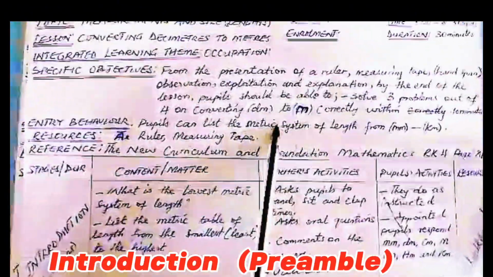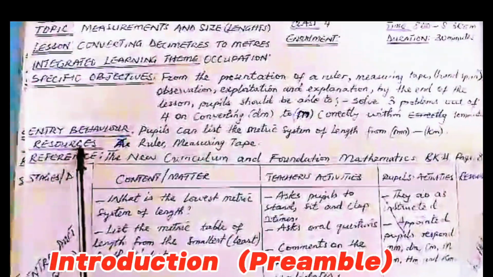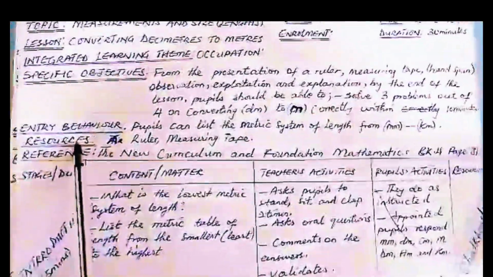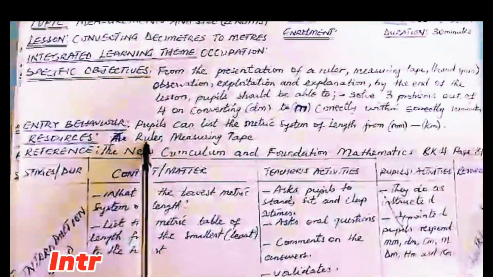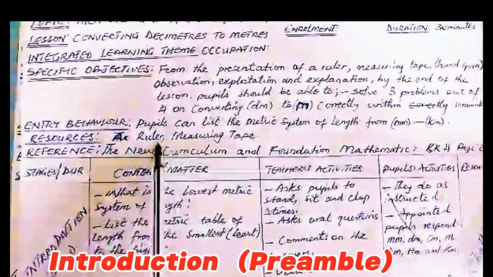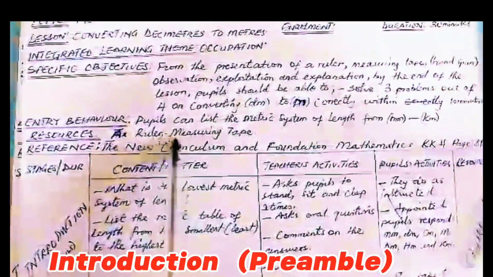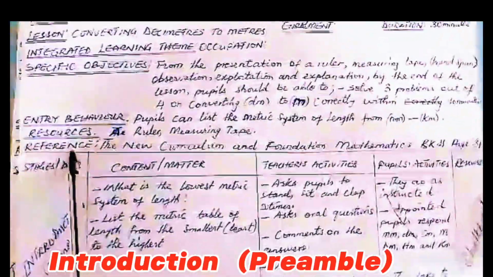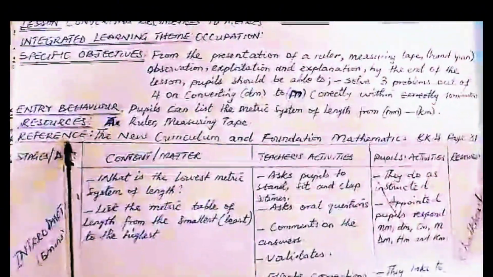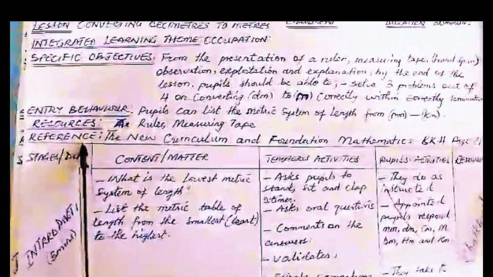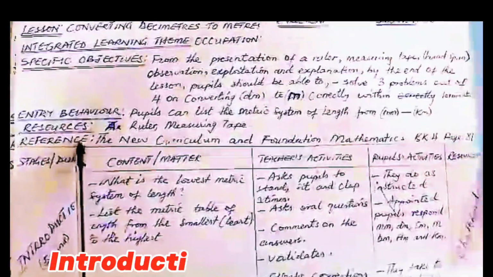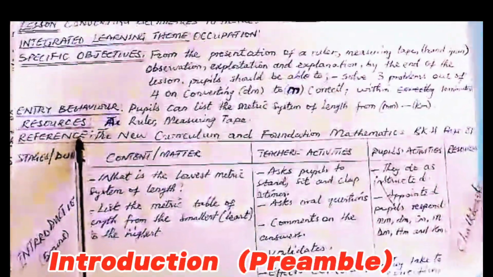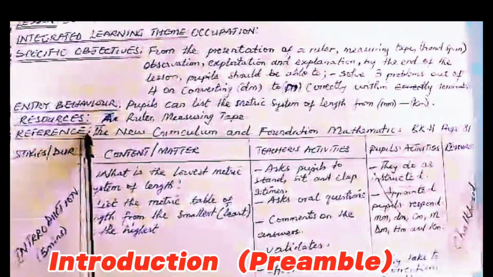Okay, now we go to resources. What we're gonna be using to teach the lesson across: the ruler and the measuring tape. There are many other things we'll be using, but these are the essential materials that both the teacher and the pupils are gonna be needing. All right, we have reference. The first reference here is the curriculum, the Cameroon National Curriculum. Remember, our focus is on Cameroon.